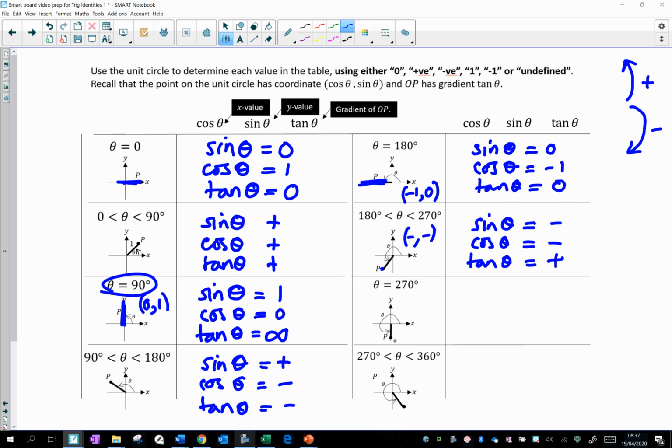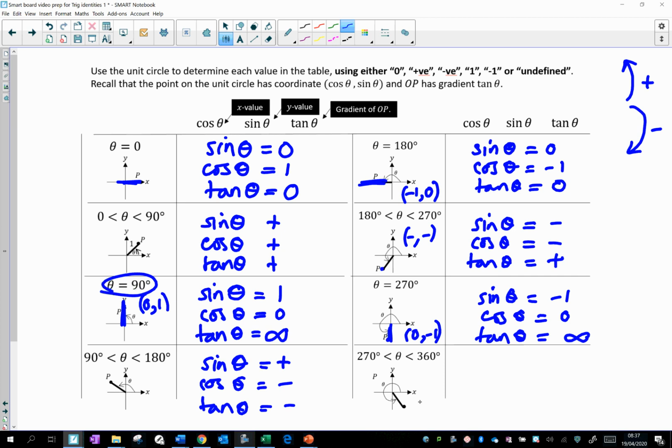Right, when theta is 270, well, P is down here. Coordinates of P are 0, -1. So sine theta now is -1. That's the y coordinate. Cos theta, the x coordinate, is 0. And tan theta, well, again, we have got a vertical line, so the tangent, which is the gradient, is going to be infinity. It's actually negative infinity, but it doesn't really matter in this case.